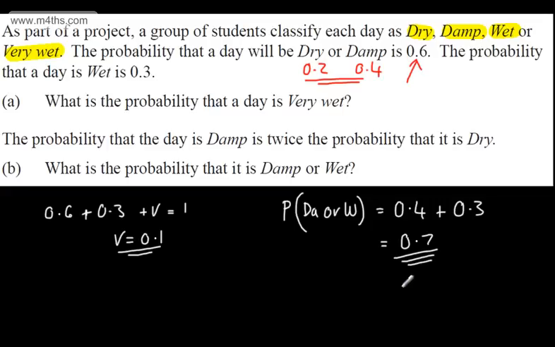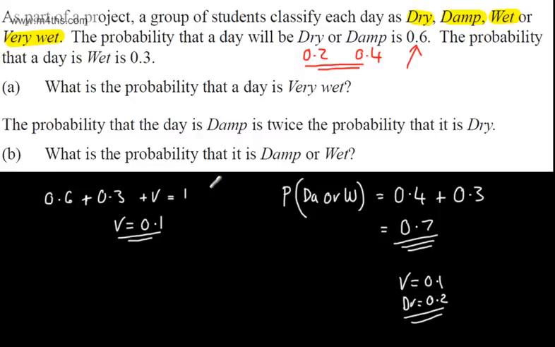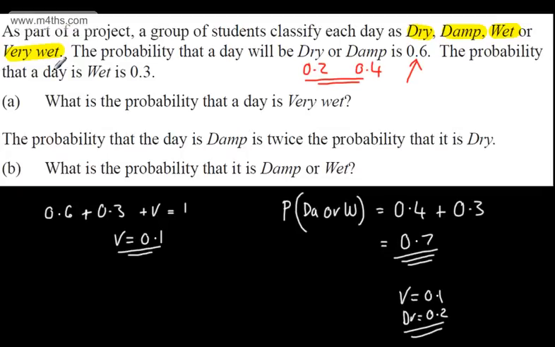And if you think about that, very wet is going to be 0.1, and then we can say that dry is going to be equal to 0.2, and all of these will always add up to 1. So a bit more working on here, but we should know that all probabilities sum to give 1, and we can simply work this out using the OR rule by adding together. Okay, let's look at another question.